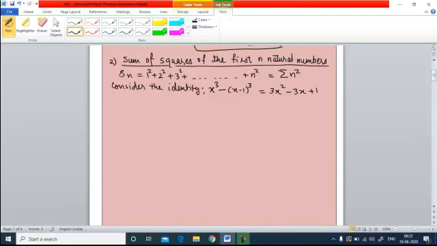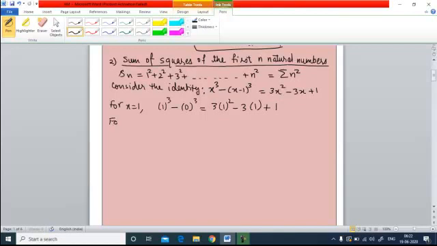Because we are interested in terms like square of 1, square of 2, square of 3 and so on, what we will do is we will keep on assigning values to x starting from 1. So if I replace x by 1, the left hand side reduces to cube of 1 minus 1, that comes out to be cube of 0. On the right side it will be thrice square of 1 minus 3 times 1 plus 1.